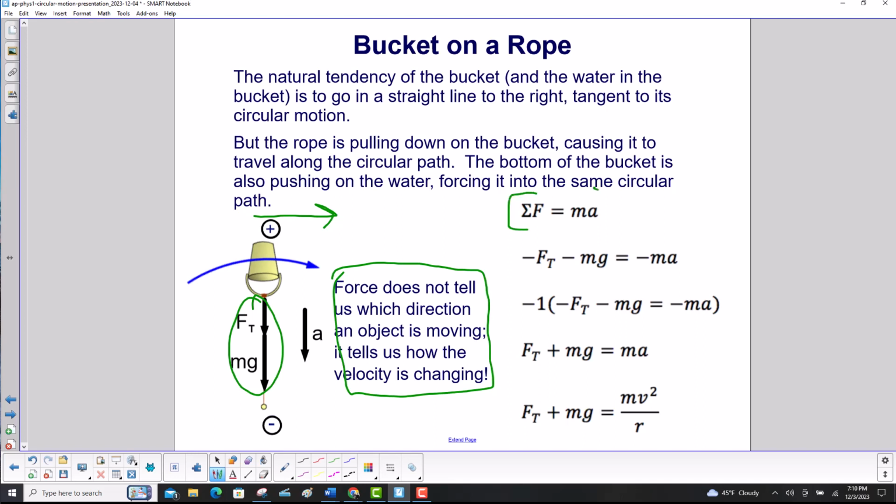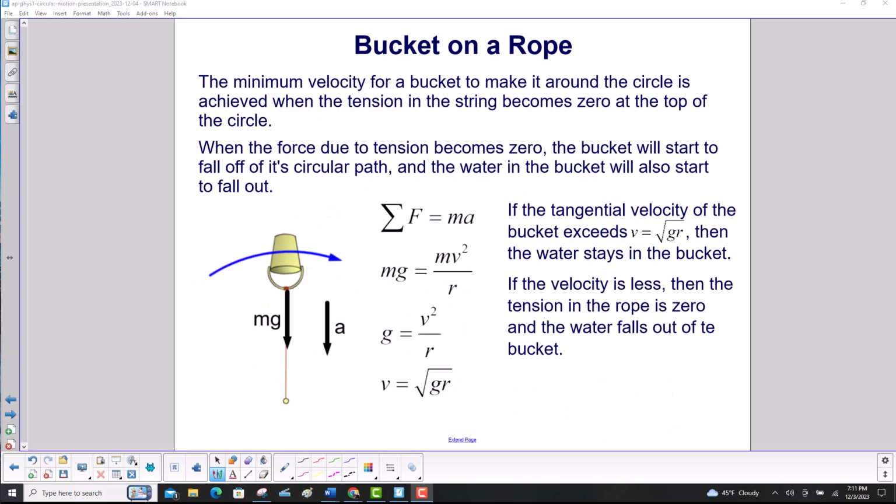So here's our sum of the forces. We've got tension and mg both pointing down. The acceleration is down. Do a little algebra, and we come to this over here, where the tension plus mg is mv squared over r. The minimum velocity for a bucket to make it around the circle is achieved when the tension in the string becomes 0 at the top of the circle. So see, there's no tension here anymore, and the rope is kind of going to do something like that.